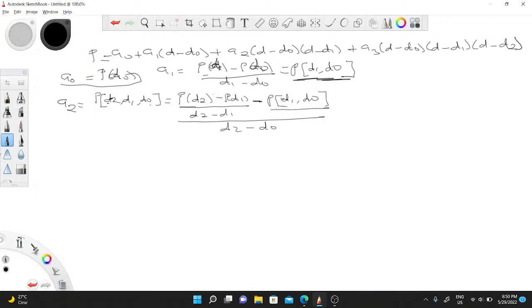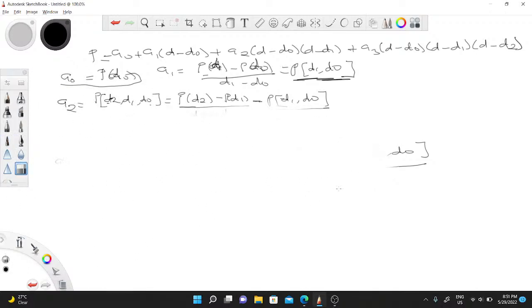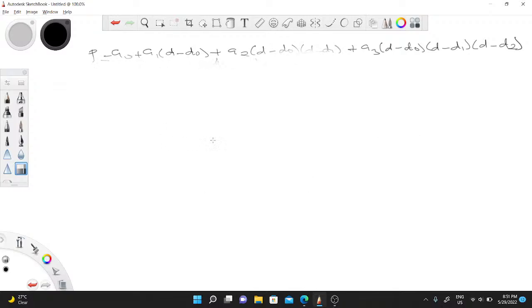So you realize that the value you get here, you can just do this. So if you want a3, it's giving us P of D3, D2, D1, D0, which is equal to P of D3 minus P of D2 all over D3 minus D2, minus P of D2, D1, D0, all over D3 minus D0. And I'll give you your answers for the coefficients. Okay, so this will be the general equations. So I'm cleaning them, please. All right, so now let's solve our question.